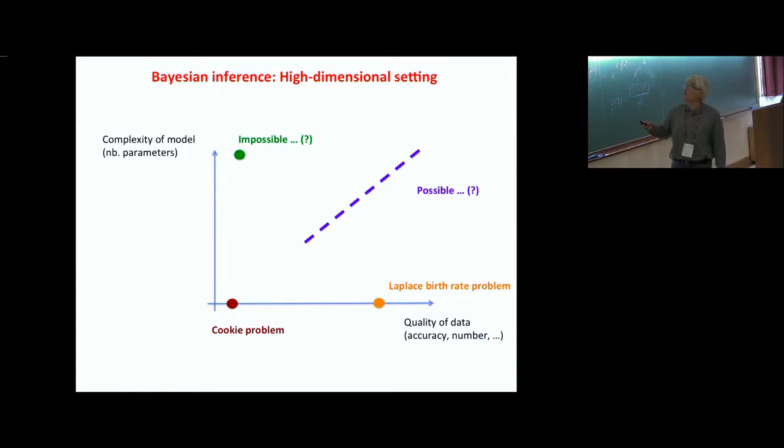So high-dimensional inference, which is the title of this lecture, is exactly that. What happens when we are in the region where we have a lot of data, but also a lot of parameters to infer. That's called high-D inference. This is different from asymptotic inference, which is a classical setting where you have a model under control, so not so many parameters, and then you get more and more data, so the accuracy becomes better and better, which is going along this axis.